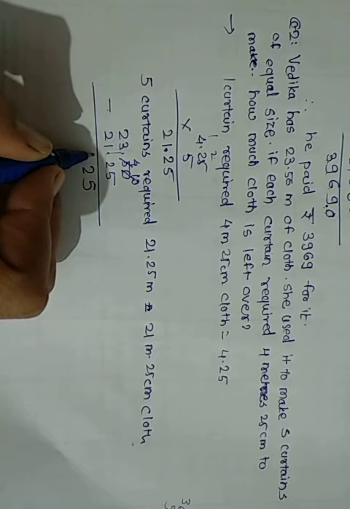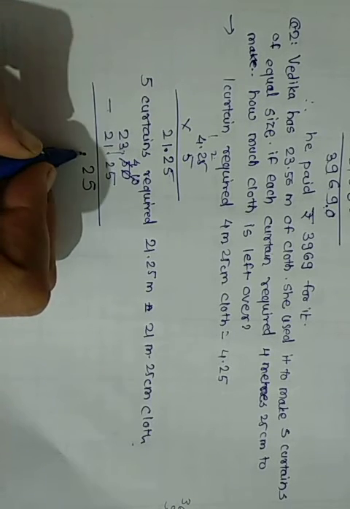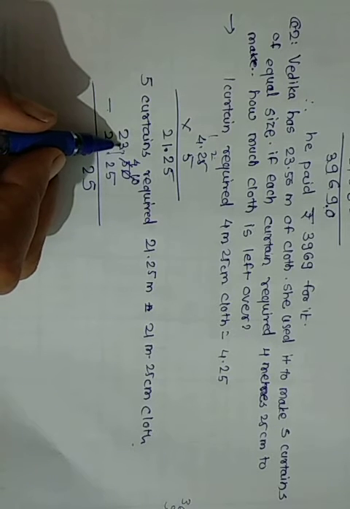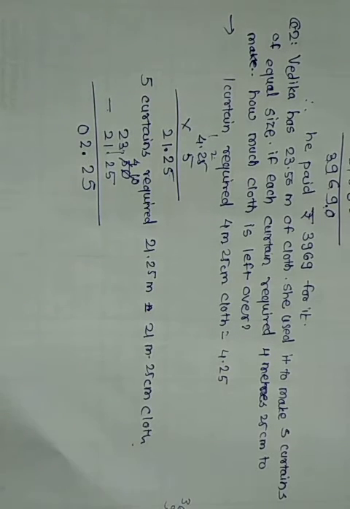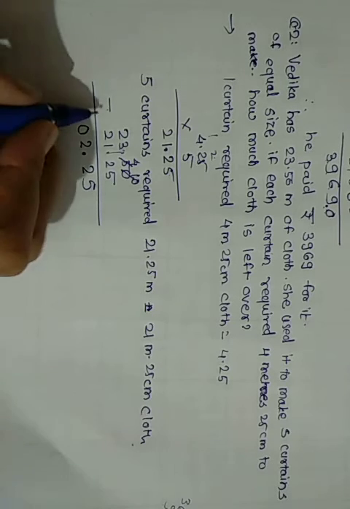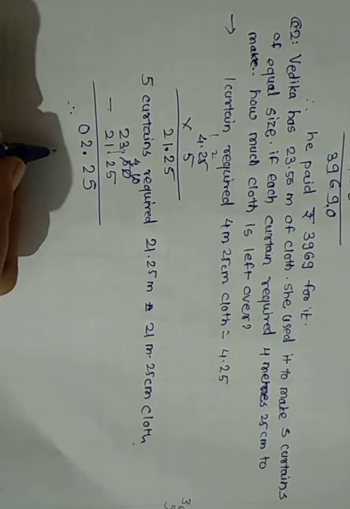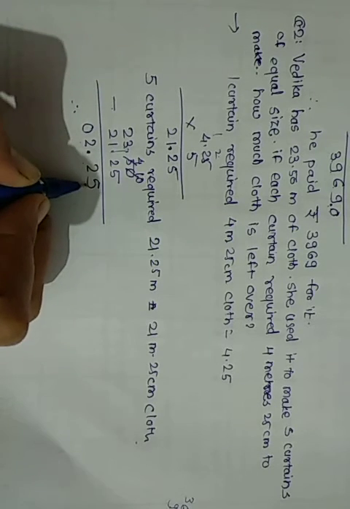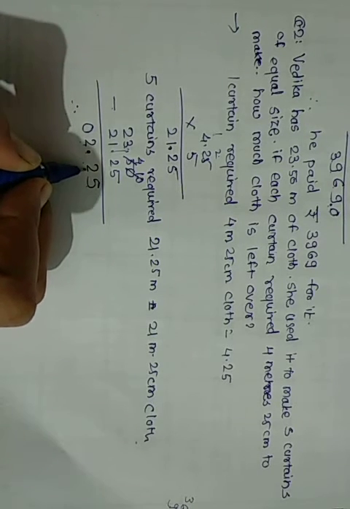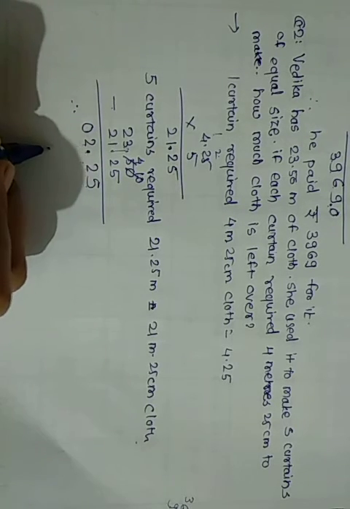Then place the decimal point below this decimal point. 3 minus 1, that is 2. And this is a 0. So 2.25. Then 2.25 means 2 meter and 25 centimeter cloth left over.